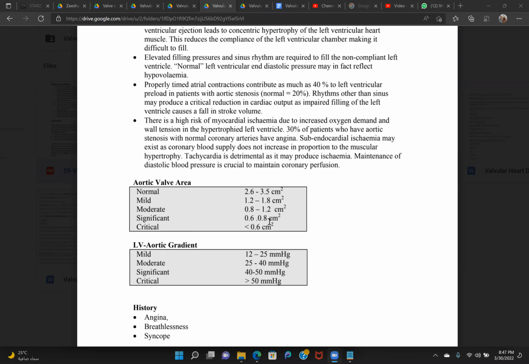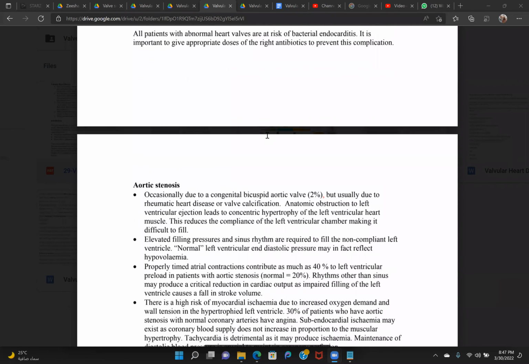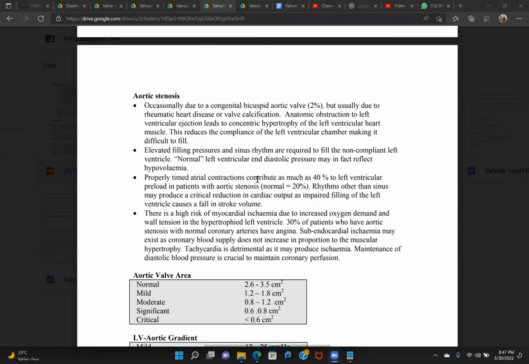Some books you will find 0.6. In some book you will find 0.8. Okay. And here the critical is this transvalvular pressure gradient, more than 50. Okay. So in addition to the things which we have discussed, because some of the features will be the same. Okay. Some of the pathology will be the same. Because, for example, what will be the sequence of event in aortic stenosis? Who wants to tell? Samira, please tell.